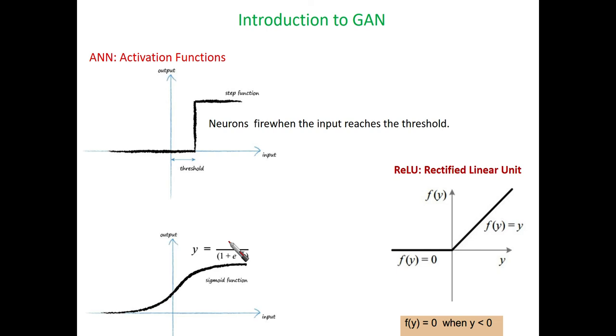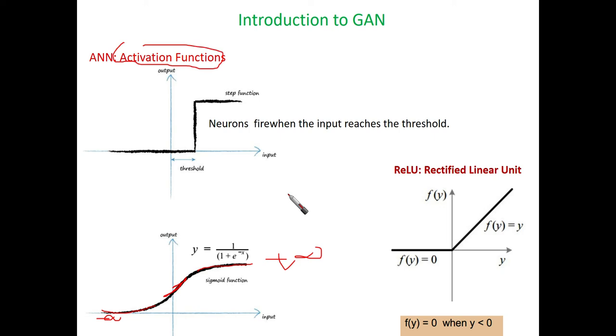One very popular one is the sigmoid function. As you see, this is the X and this is the Y. It has a very smooth transition from minus infinity to plus infinity. It changes very rapidly here, and then as it goes on, it saturates and changes slowly. There are also other output functions, which we sometimes call activation functions, because these functions cause the nodes to provide the output.